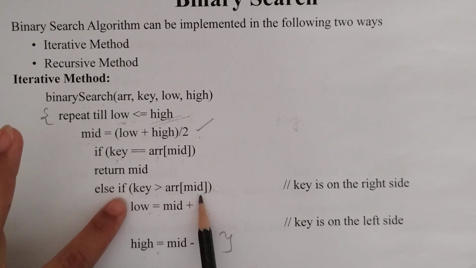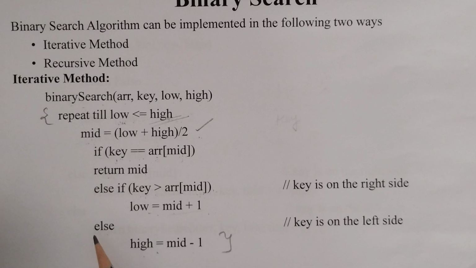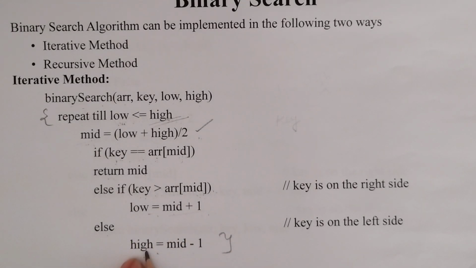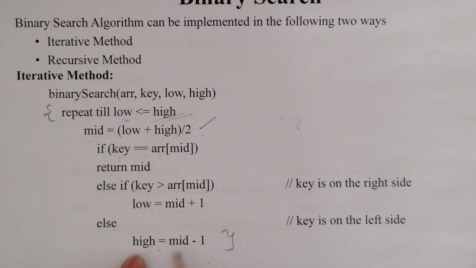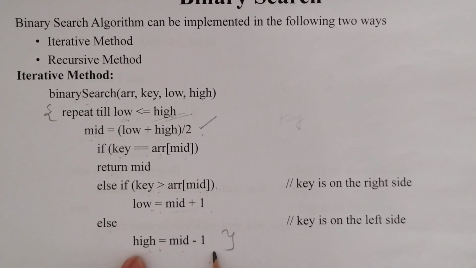What if the key value is lesser than the middle value? Then we'll move to the left hand side. If you're going to the left hand side, the high value gets changed. So how does the high value get changed? It is equal to mid minus 1. So in the left hand side, the high value gets changed to mid minus 1.